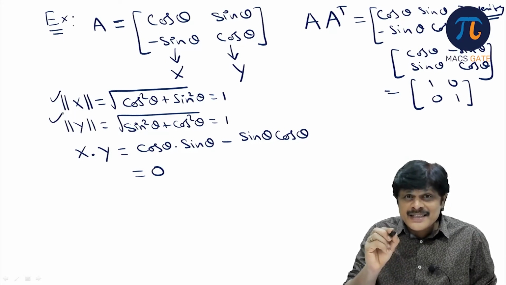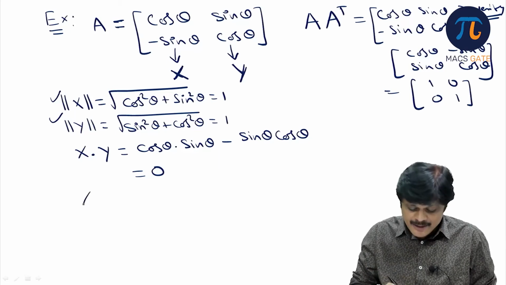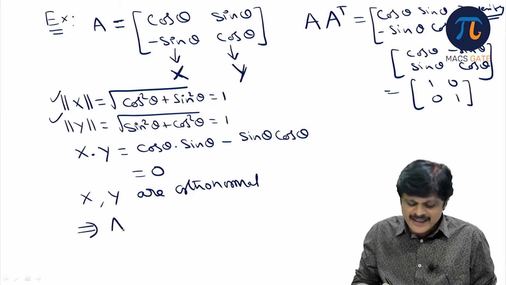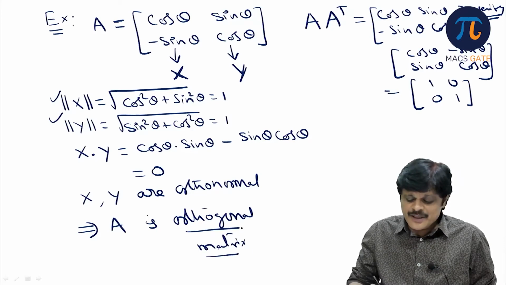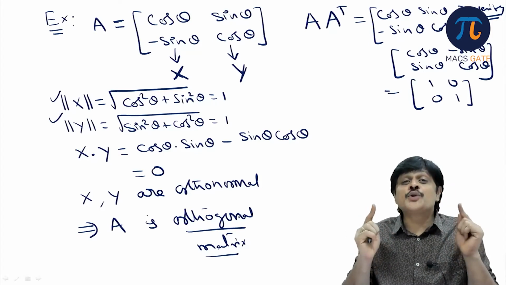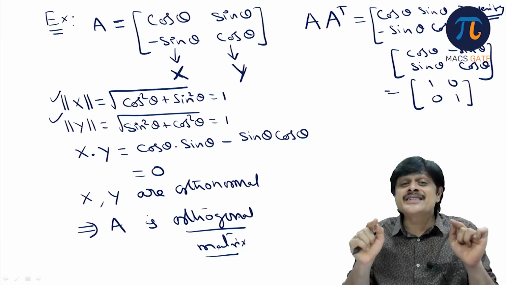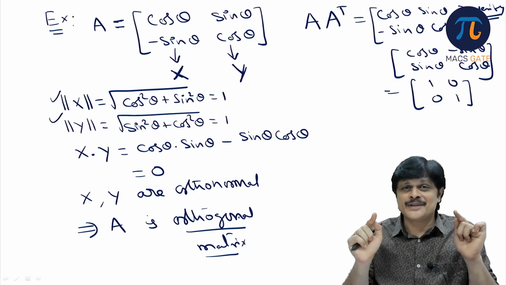What the result says is, if the columns are forming an orthonormal set, and clearly x and y are orthonormal, then automatically the matrix A becomes an orthogonal matrix. Please don't confuse matrix and vector. For a matrix to become orthogonal, I repeat, its columns must be orthonormal. That is the result. Hope you understand.